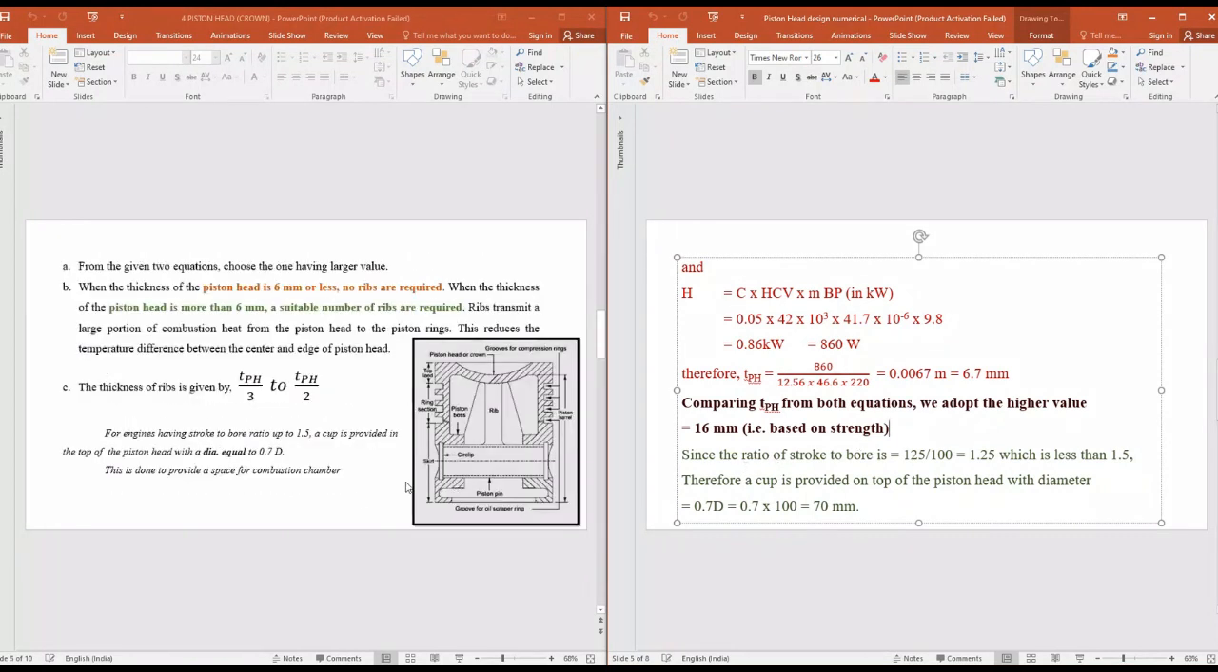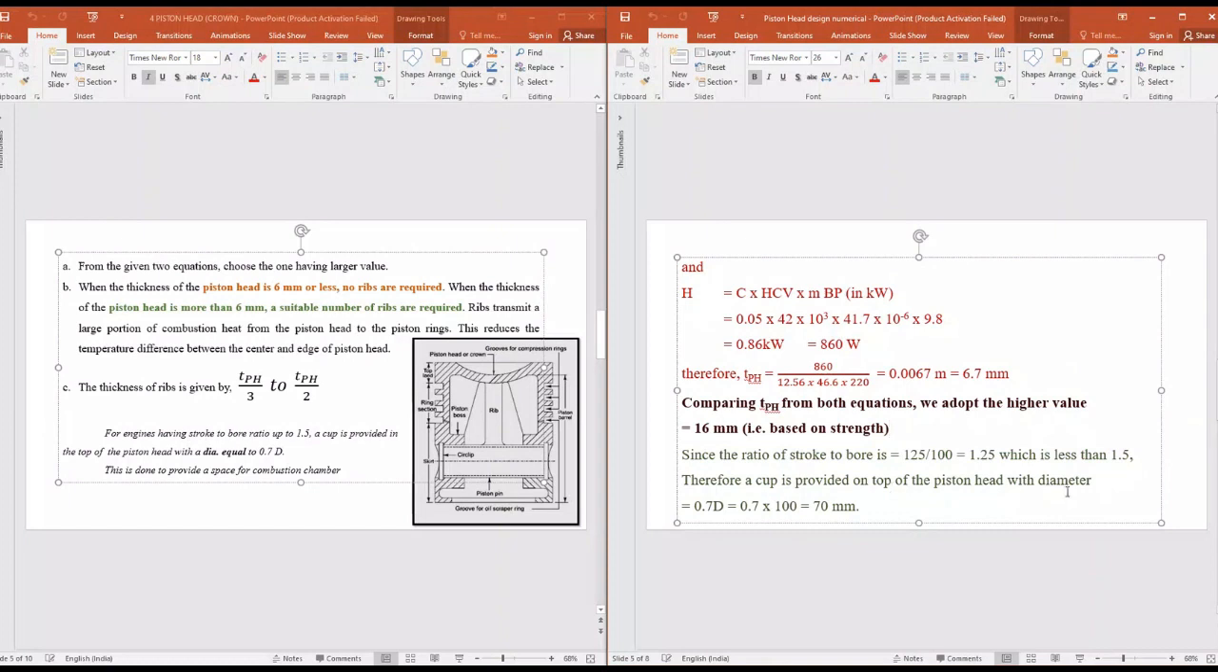Now there is one more condition. You see, for an engine having stroke to bore ratio up to 1.5, a cup is provided in the top of the piston head with dia equal to 0.70 D. Earlier I had given this as radius, it should be dia. I made some correction. I've also changed your PPT in Microsoft Teams. So here our stroke to bore ratio is 1.25, which is less than 1.5. Up to 1.5 a cup is provided. So it is below 1.5, therefore a cup is provided.